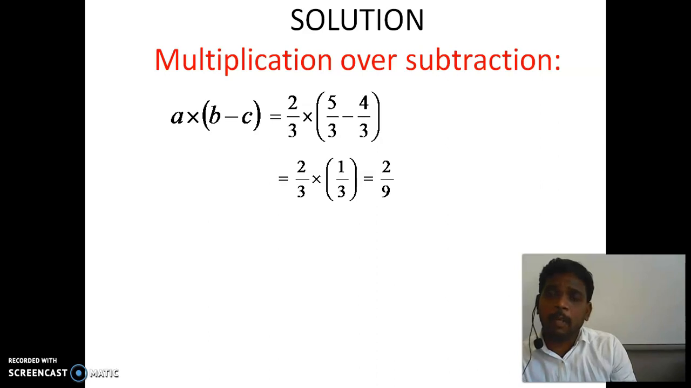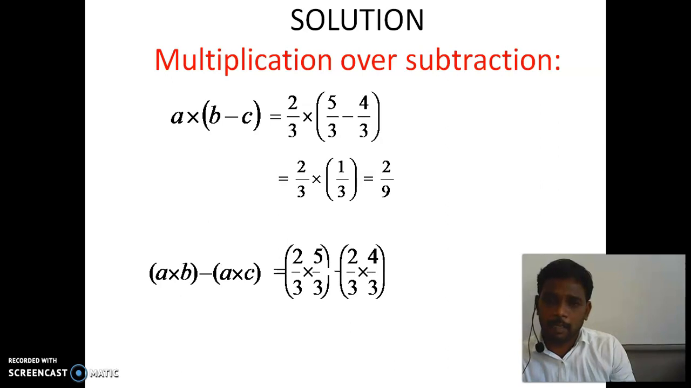Next we are going to find the right hand side value, a cross b, that is a into b minus a into c. Again replace the a value, b value and c value like this. Now multiply the numbers inside the bracket and here also multiply the numbers inside the bracket. Finally subtract. If you multiply, 2 5s are 10, 3 3s are 9 minus here 2 4s are 8, 3 3s are 9. Again we got two rational numbers with a subtraction sign. So we are going to subtract.